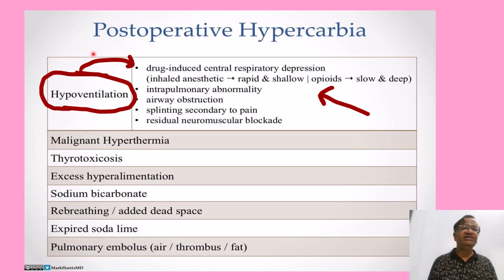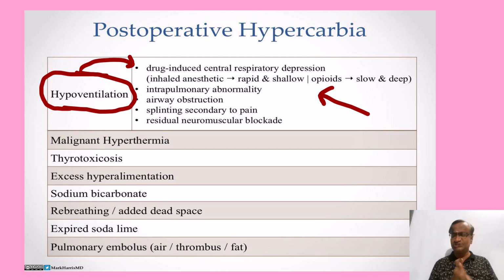There may be postoperative hypoventilation, airway obstruction, and splinting because of the pain. All these will lead to common postoperative causes. The patient is not breathing, not recovered from neuromuscular blockers, not recovered from sedation. We may have given intrathecal morphine. There may also be splinting due to pain.